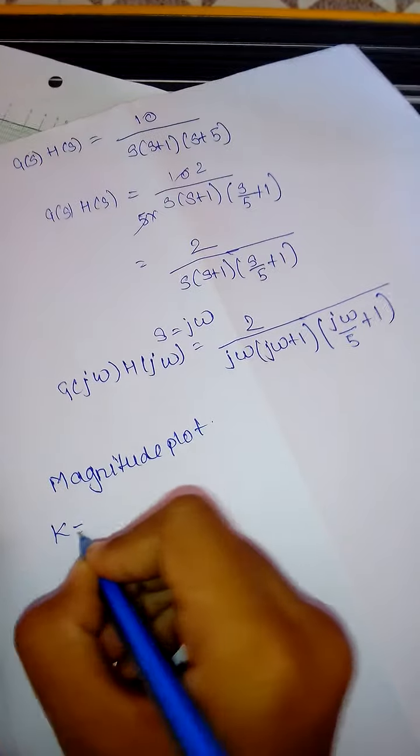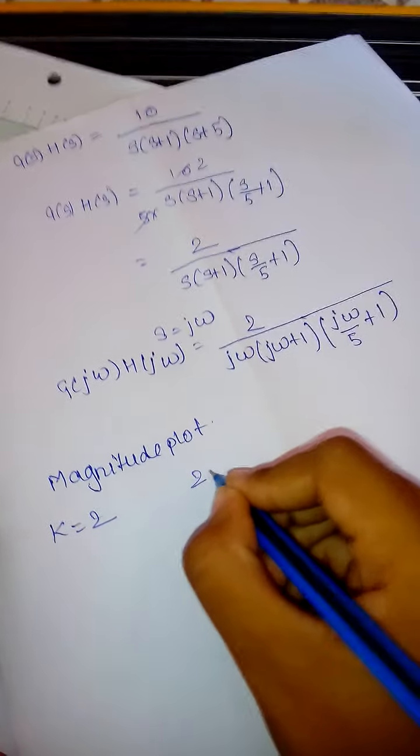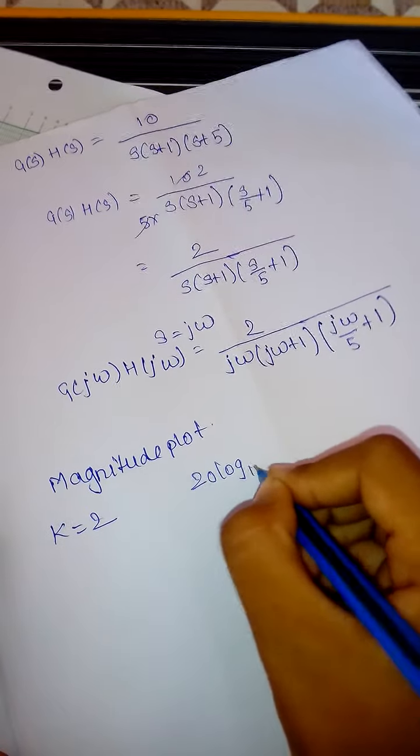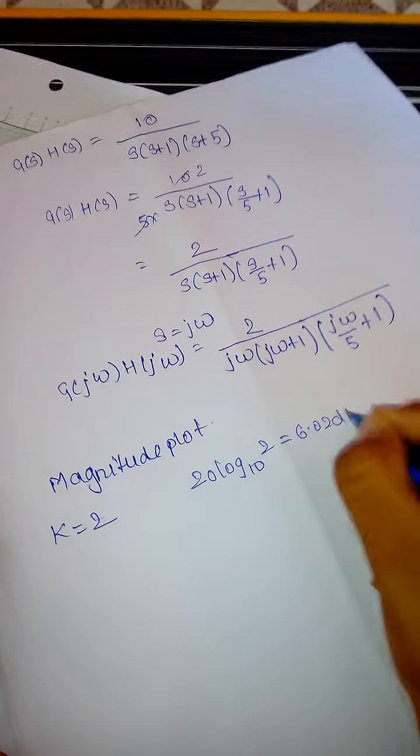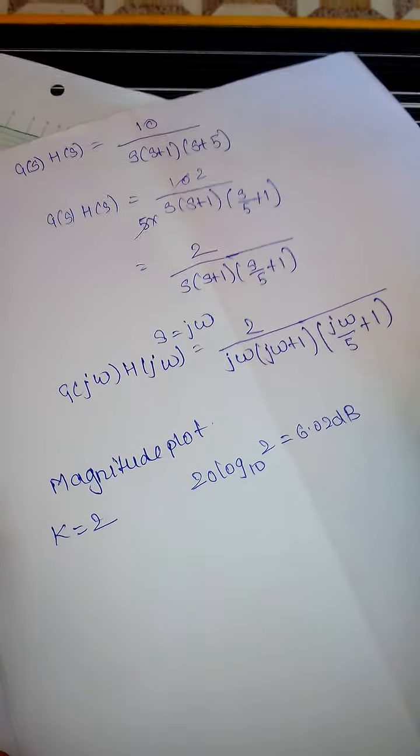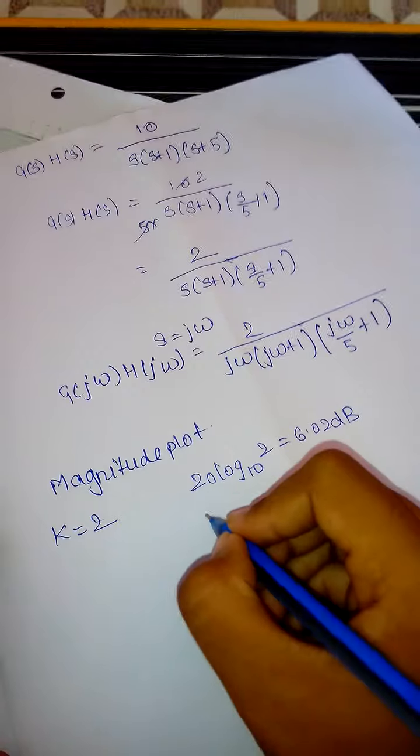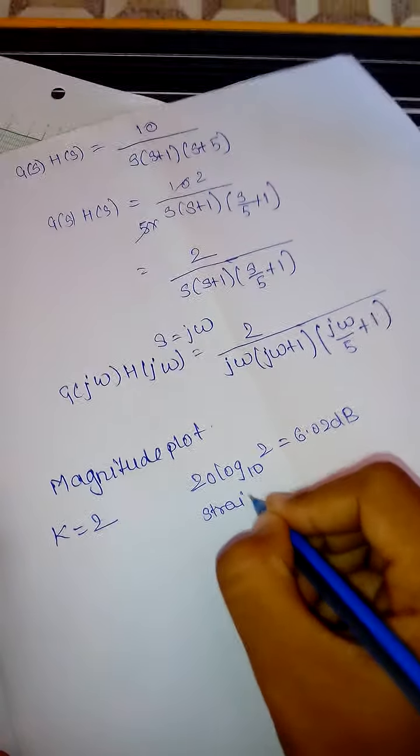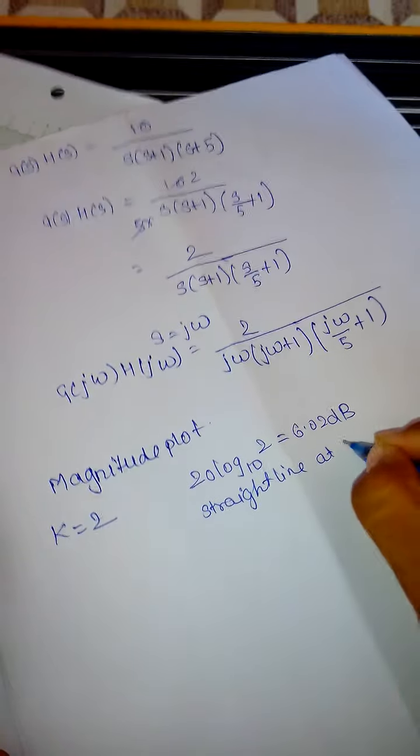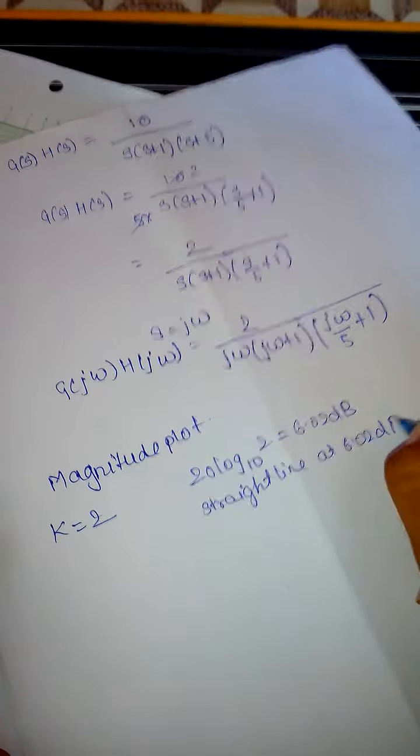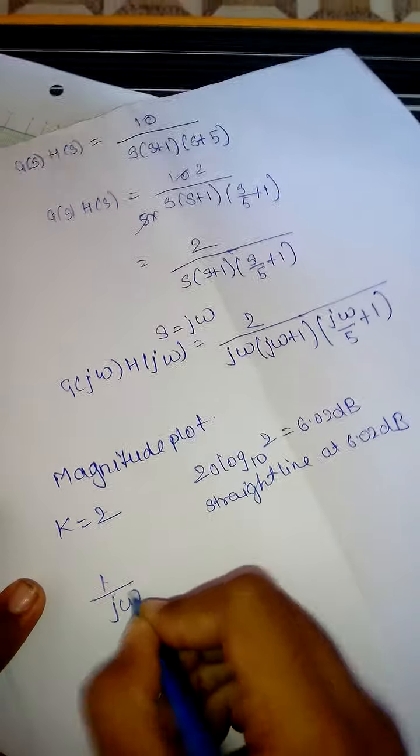Here K equals 2. So 20 log to the base 10 of 2 equals 6.02 dB. For shifting, we also have to draw a straight line at 6.02 dB. Okay. Now 1 upon j omega.